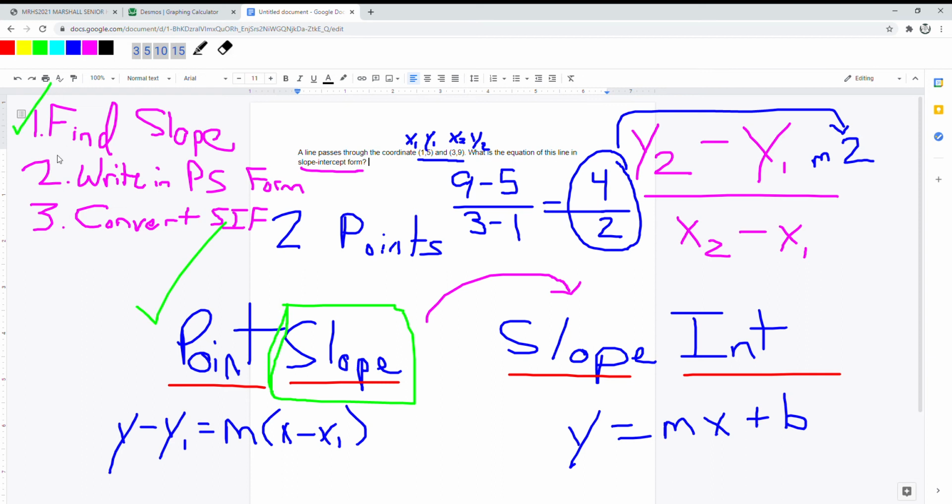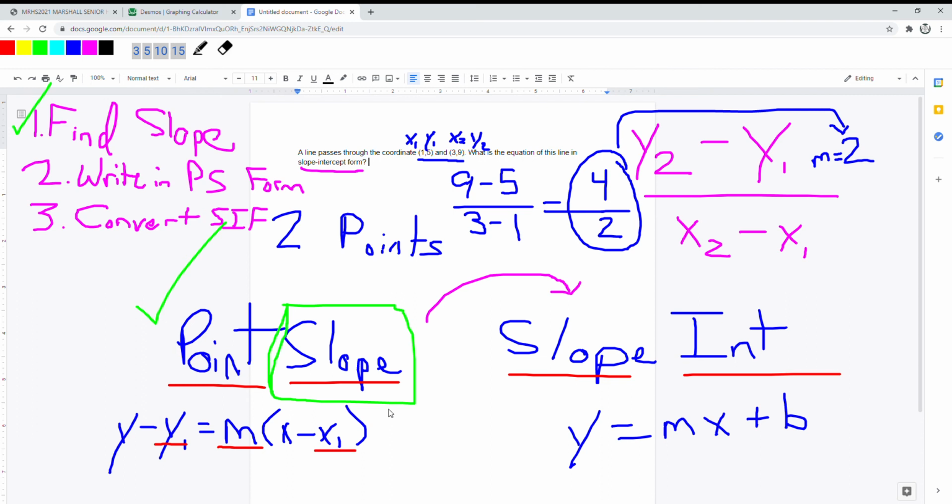Here's the next thing we want to do. We want to write that information in point-slope form. Okay, so we can do that. We know how to do that because we talked about on Thursday and Friday that in point-slope form, there's 3 variables you replace. You replace y1, m, and x1.